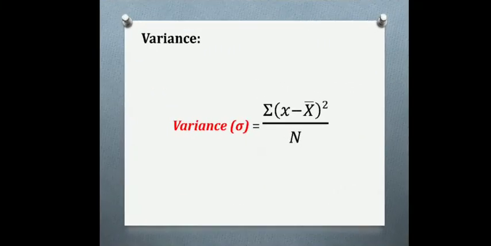Whereas the variance is the sum of squares of differences between all numbers and their means. Or it can be said that the average of the square difference from the mean is variance. Its formula is summation x minus x bar whole square divided by the total number of items, which is represented here as n. Variance is symbolically represented with sigma.